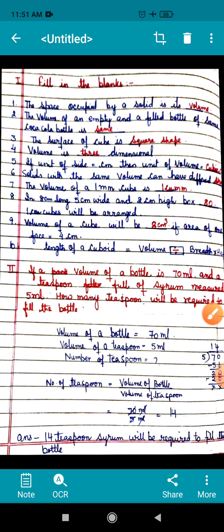Next, solids with the same volume can have different shapes. Right? Next, the volume of 1 millimeter cube is 1 cubic millimeter, because 1 into 1 into 1, that will be 1, and the unit will be cubic millimeter.